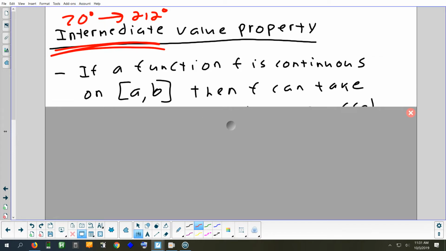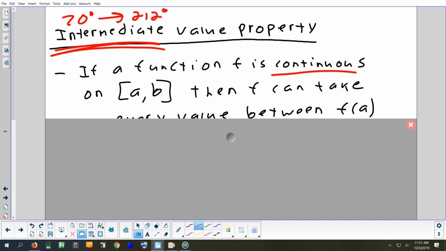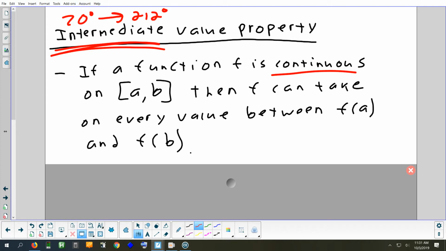So, the idea is if you have a function that is continuous over an interval, where A and B represent a start and a stop, then your function will be able to take on every y value between the starting y value and the ending y value.